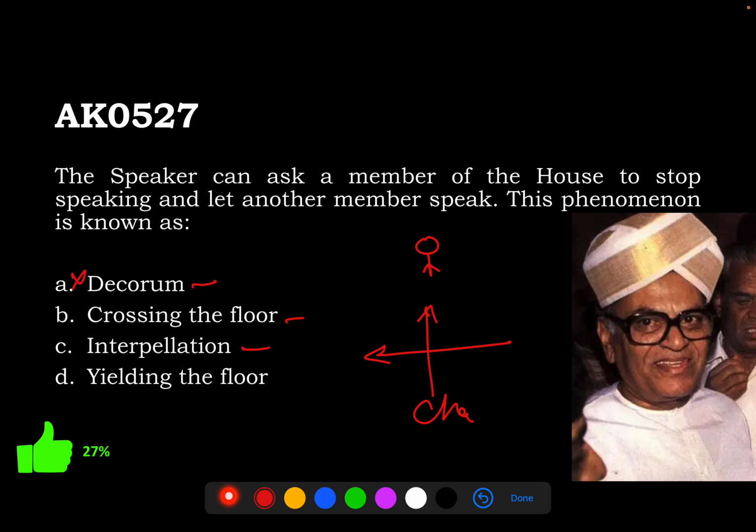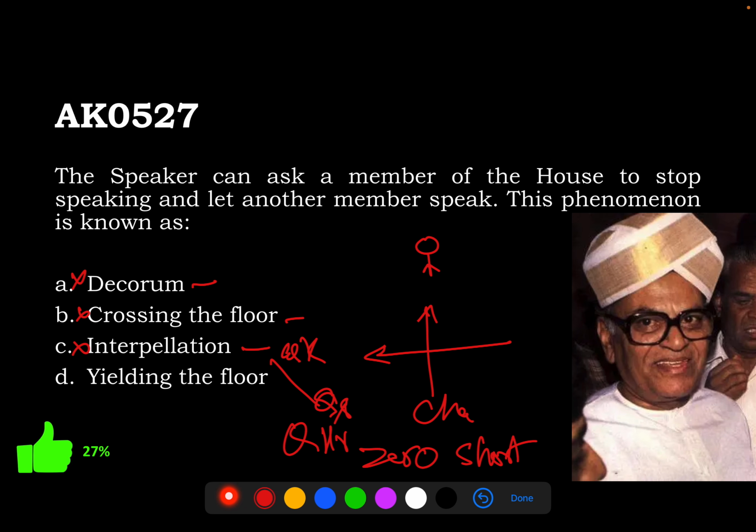Now, interpellation. This is the right of the members of the House to ask questions on matters of public interest to the government. This is not a term mentioned in the rules, actually, but it's only a political term simply for questions, such as during the Question Hour, Zero Hour, short notices, half-an-hour discussions, and so on. Interpellation is just a general political term for questions. So this is also not what we are talking about.